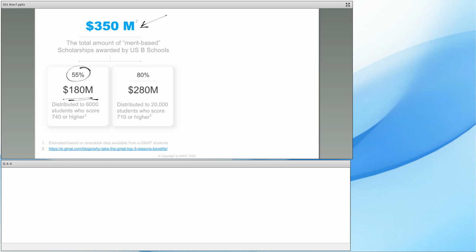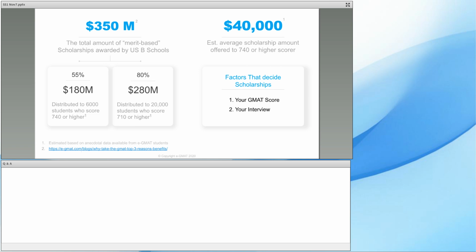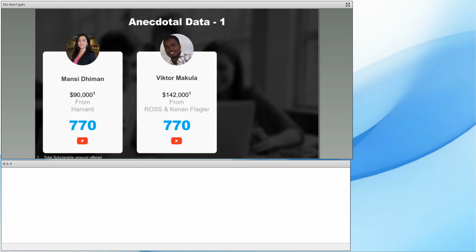But pretty much all of that money goes to people who get to that score of 710 or higher. Which means if you get to that score of 740 or higher, that's kind of an average scholarship amount that you'd get overall. You could get way higher than that if you apply properly and if you have a good profile to back it up.